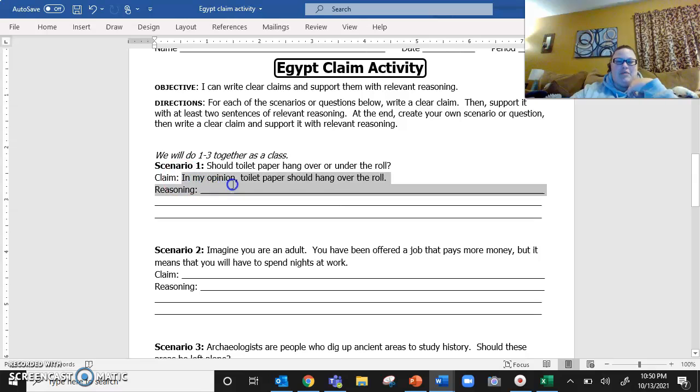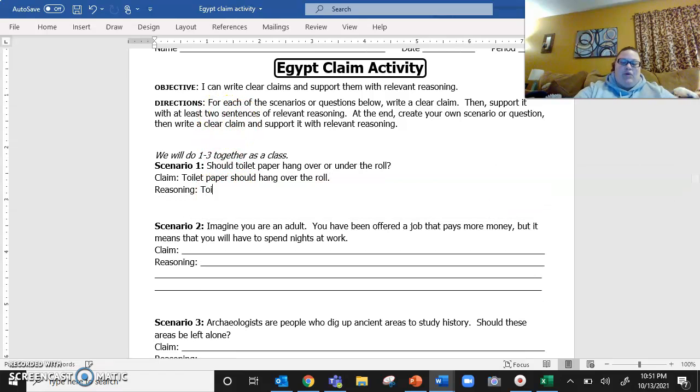Yeah, so that's what we're going to do. There we go. I have a clear claim. Toilet paper should hang over the roll, period. I have no explanation. I have no reasoning. All I have done is I have answered the question, which is the whole point of a claim. All you need to do is answer the question, and that's it. So now we need our 2 sentences of reasoning.